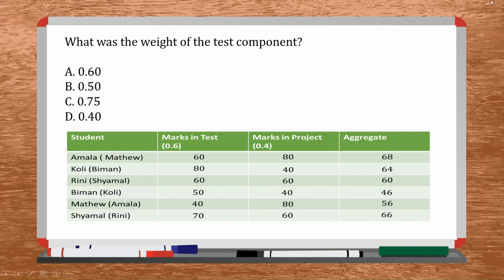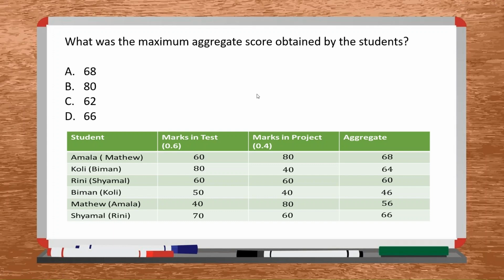Now, next thing is, what was the weight of the test component? We know that the weight of the test component is 60, that is 0.6. So the answer is option A. This question, only those students who solve the set to a complete extent will be able to answer, because once you get the weight of the test component, I don't think there is any difficult step post that. The most important and most difficult step in this problem set is finding the weight of the test component, that is the value of x.